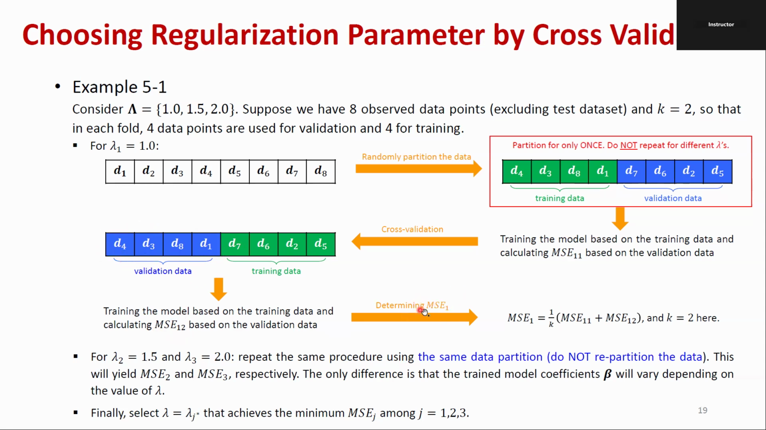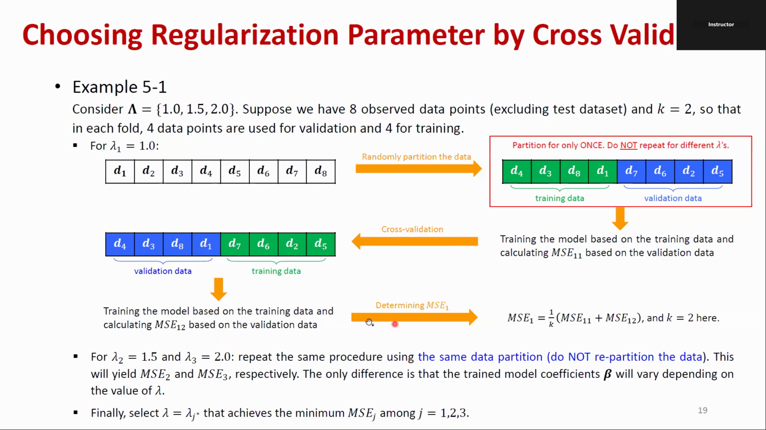Now, I will determine MSE1. What is MSE1? It is the mean, or the average, of MSE11 and MSE12, which is 1 over k of this sum. Here, of course, my k is 2. I have only two folds, so here it's going to be half of MSE11 plus MSE12. So now I get MSE1, which corresponds to my lambda 1 equal to 1.0. Doing similar things, I can calculate MSE2 for lambda 2 equal to 1.5, and MSE3 for lambda 3 equal to 2.